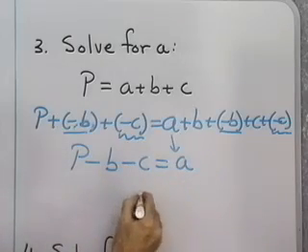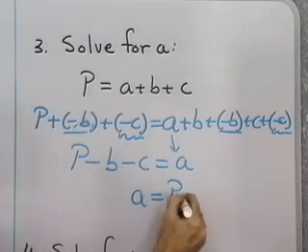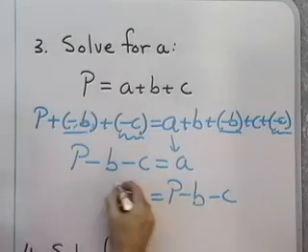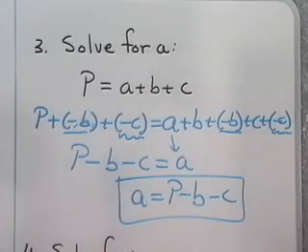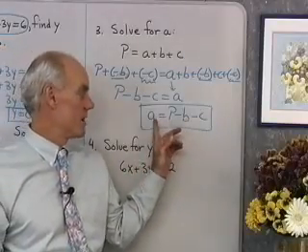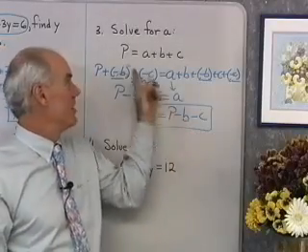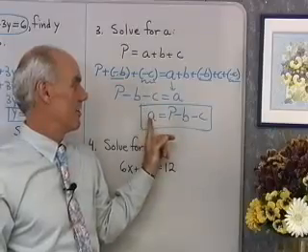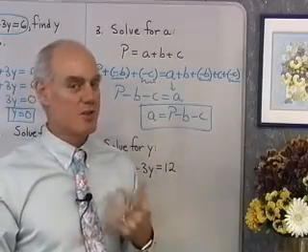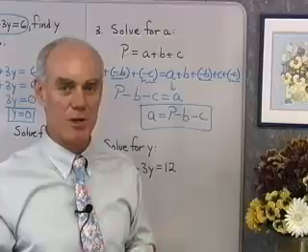So now let's rewrite it this way. A is equal to P minus B minus C. So there's the exact same formula for the four variables A, B, C, and P. This one is solved for P, this one is solved for A. What do I use to solve these formulas? Just the addition property of equality and the multiplication property.